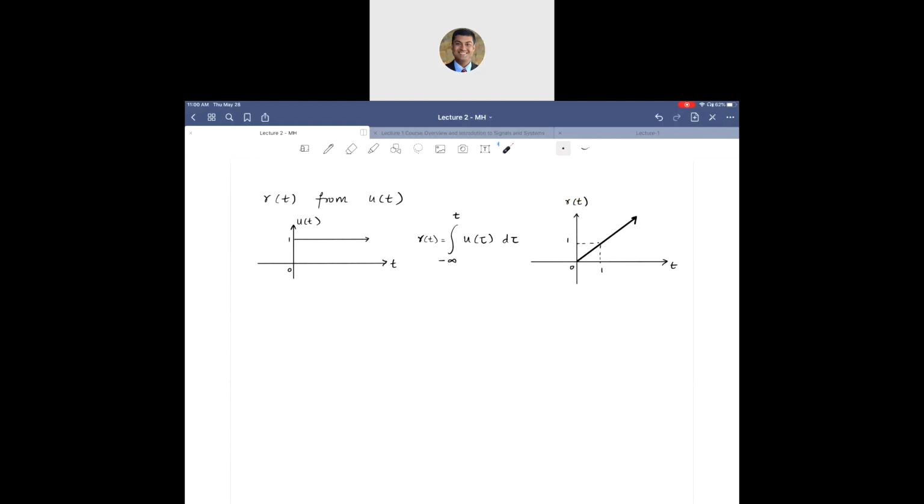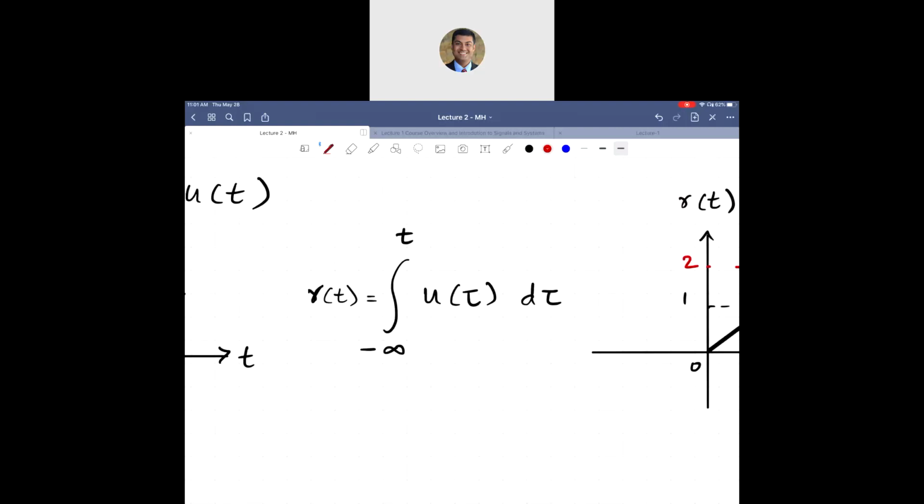Now, how do I go from u of t to the other? Well, you can clearly see that as you are increasing time, all you're doing is accumulating more and more area. And the area is increasing linearly, with a slope of 1. You can make all those statements by looking at the area at 1, at 2, and so on. You will see that the area is actually 1, 2, 3, and so on. So all you're doing is integrating u of t to get R of t.